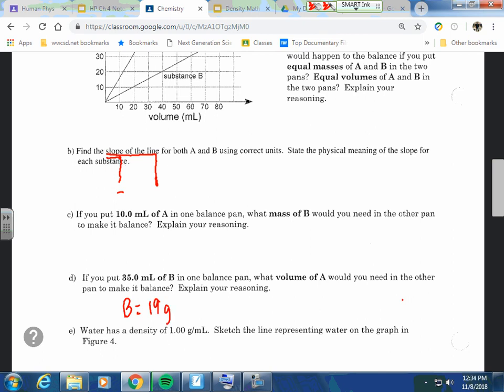What volume of A would I need in the other one to make the pan balance? So basically, if I have 19 grams of A, what volume would that be? So if I go up to about 19 there, kind of where I was at with the 35, if I just go straight across and hit A, what volume is that? Looks like it'd be 10 milliliters. Is that what you guys had? Something close to that, maybe? No?